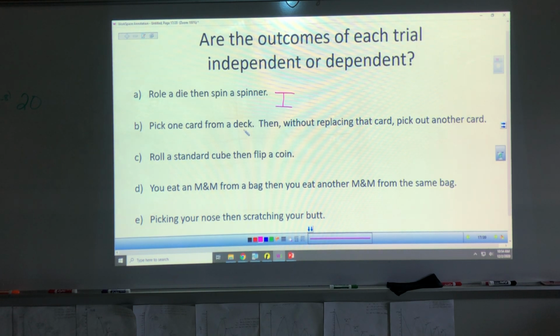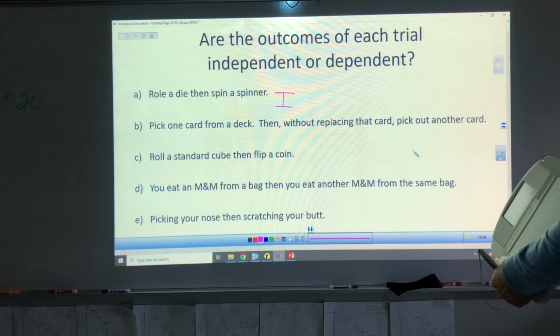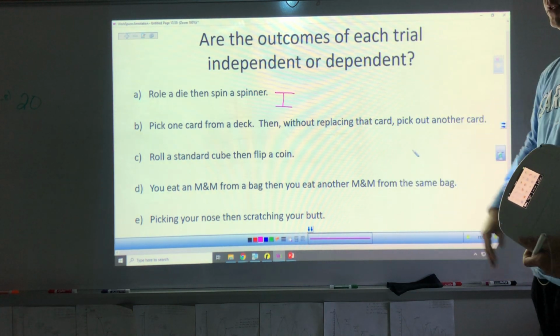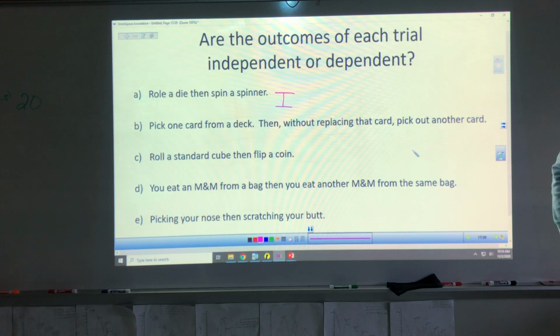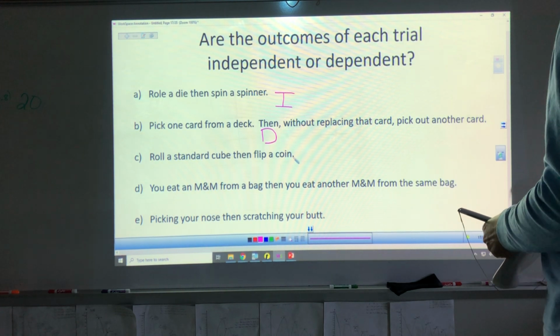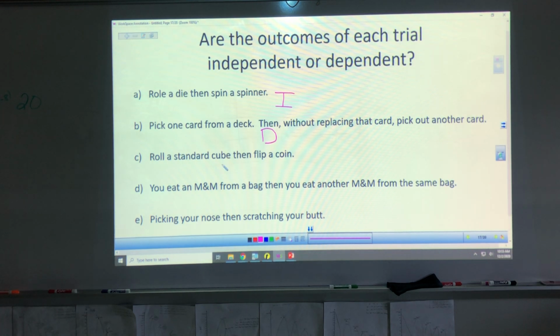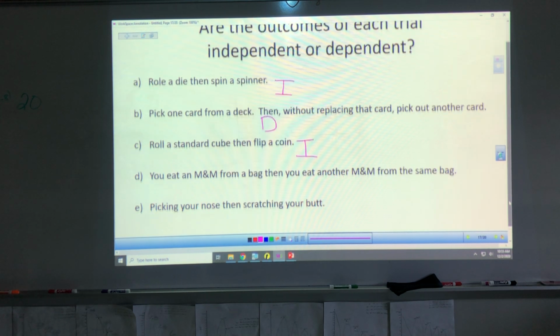Pick a card from a deck of cards. Do not put the card back. Pull another card. Did our frequency change when we did not put the card back in the deck? And the answer is yes. We went from 52 cards down to 51 cards, and that increased our chances of trying to get a desired outcome. So this was dependent upon this. Roll a cube, then flip a coin. Do they affect one another? No, they do not. They're independent of each other.